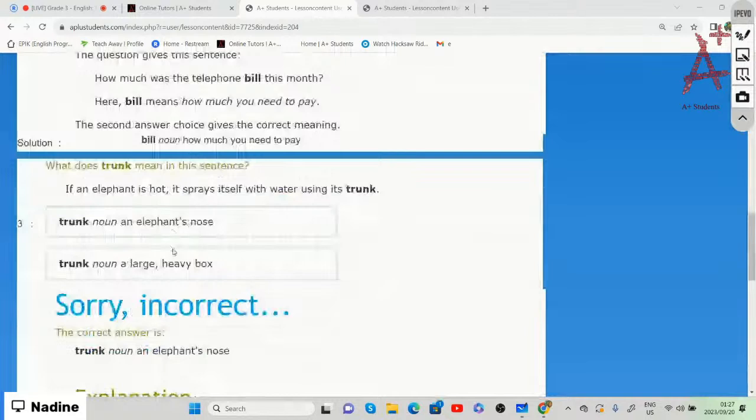And then, if an elephant is hot, it sprays itself with water using its trunk. So the first word, trunk, is an elephant's nose, or a large heavy box, a trunk.